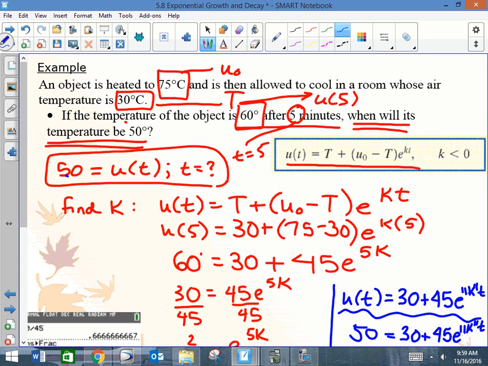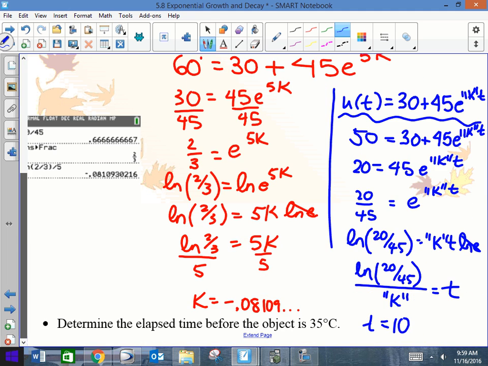Go back here. In 10 minutes, it's going to be 50 degrees. Don't forget to put units on your problems because it makes you more conscious of them. And sometimes they switch them on you. They'll say 2 o'clock, and then they'll say at 5 o'clock. We'll then have to figure out, okay, clearly we're working in hours. That's 3 hours difference.